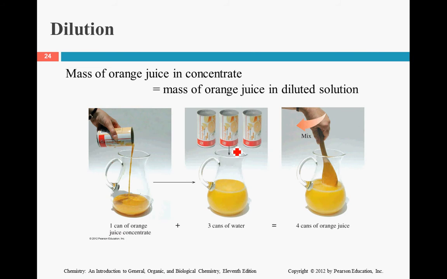As a real world example, let's say you're making orange juice from concentrate. You have a frozen can, and then you add 3 cups of water. However, you didn't add any more of the orange juice. The amount of orange juice you had there at the beginning is still there. It's just dilute because you added more water.